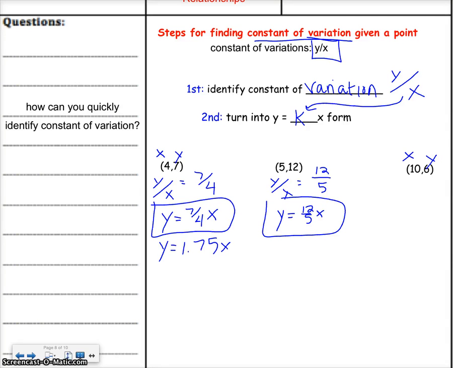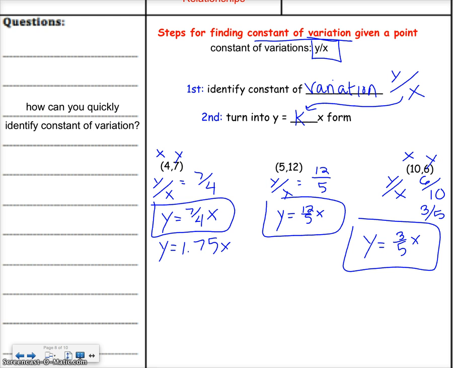X, y. Y over x. What's my y? 6. Over what's my x? 10. What's that simplify into? 3/5. Yep, 3/5. So y equals 3/5 times x. And I am done. And that's your learning target. Well, no time.